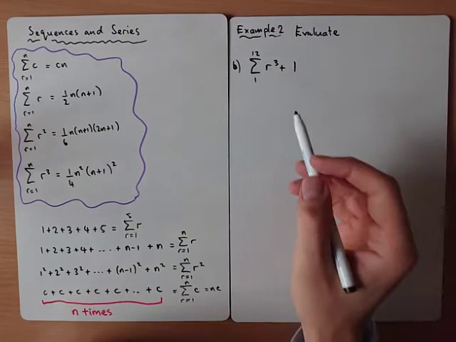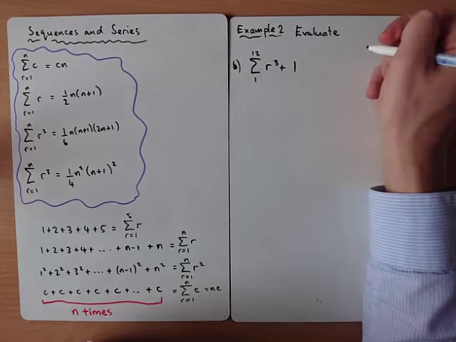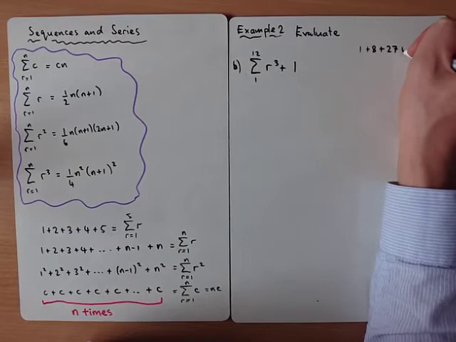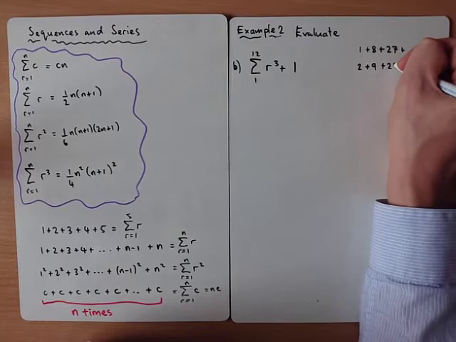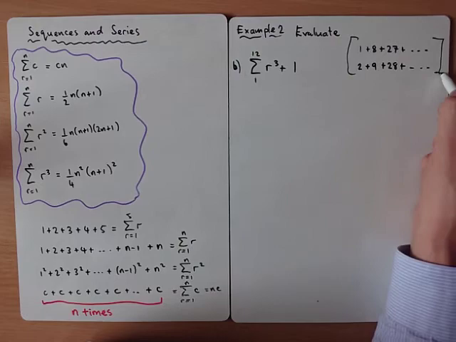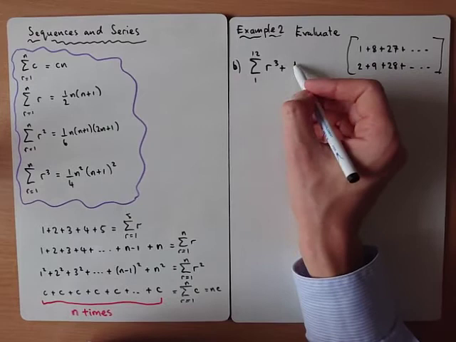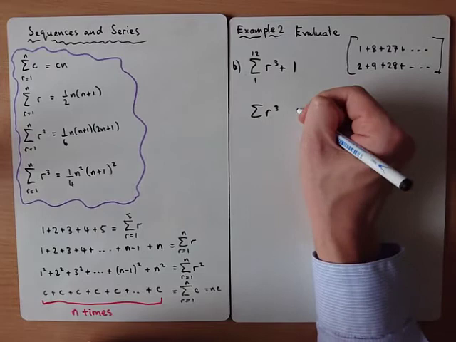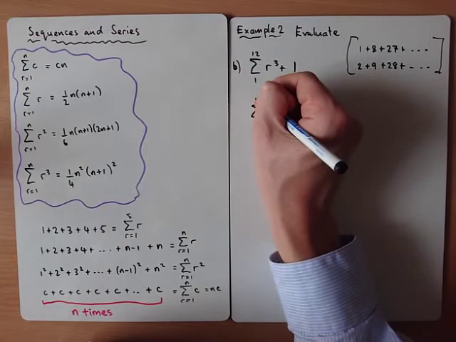Okay, so now we're trying to find the sum of the first 12 terms of cube numbers plus 1. And essentially, if you want to think about what that sequence would look like, the cube numbers are 1 plus 8 plus 27. So we're working out 2 plus 9 plus 28. That's what our sequence would look like. But we don't really need to worry about that as long as we know how to use these rules. So remember what I was saying in the last one, when there's two separate sequences, you can think about it as the sum of r cubed plus the sum of 1. Just be careful with that bit there.